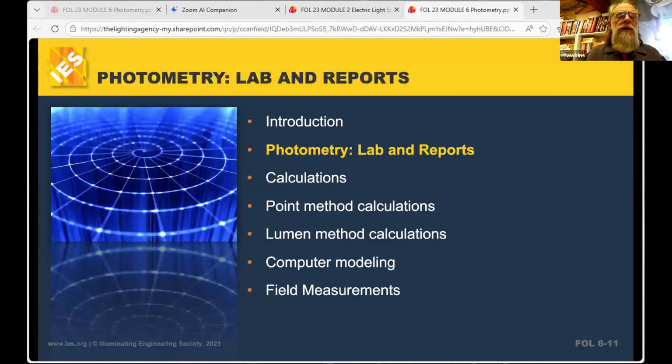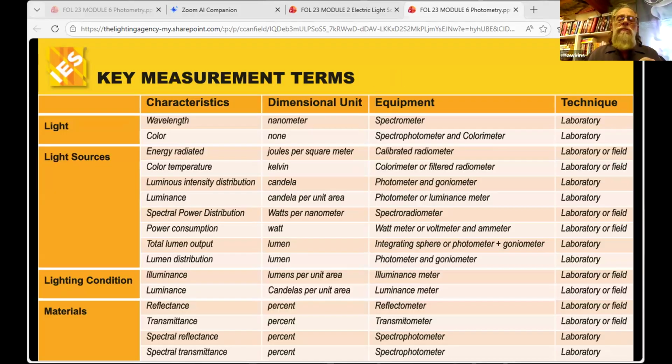Here's somewhere along the way. I thought it was next. Maybe not. All right. There are photographs of these somewhere in this presentation, but the most commonly used device of anybody out there in the lighting world is an illuminance meter. How much light do we have reaching a particular surface, right?